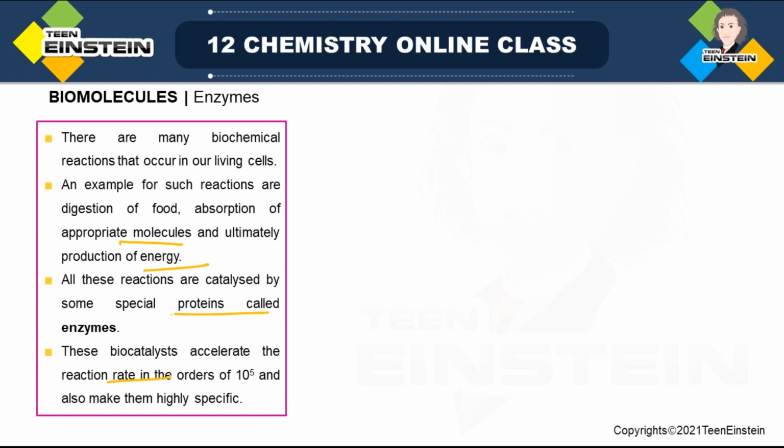Why do we use a catalyst? Because it is such a thing which, when we add it to some reaction in very little amount, there is no change in its own structure, but the reaction rate will be highly increased. So here also you can see the reaction rate is now increased 10 to the power 5 times. And also these catalysts are very specific. You can use a particular enzyme only for a particular reaction, not just for any reaction. So that is why it is specific.